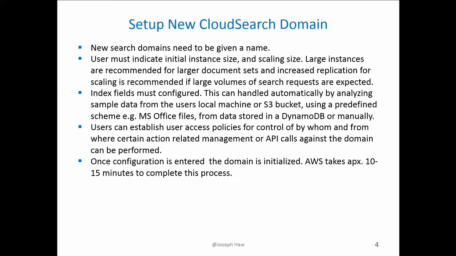Next, the domain will take in a sample set of data, and this is a very small set. I think I loaded 15 documents. AWS will analyze that data and give you a recommended configuration for your index. While you're setting up the initial domain, you can also set up access control policies, so you can determine who can run searches against the domain, who can make API calls, or who can access the console or configure expressions. All of that is highly customizable. Once configured, the domain is initialized, and this takes about 10 to 15 minutes to complete.